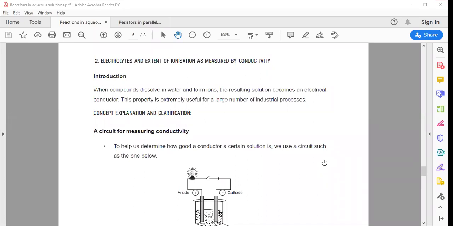I'm just looking at electrolytes, and the extent of ionization is measured by conductivity. But I think this is the part that we ended at last time.